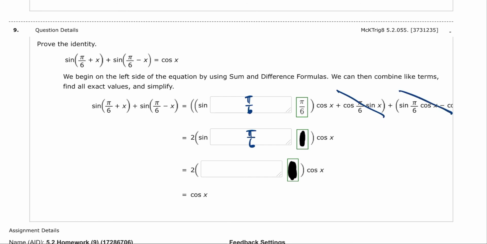And so that one cancels out with that one, and then these two combine to make 2 of them. So that's where the 2 comes from. And then finally, the sine of π/6 is 1/2.